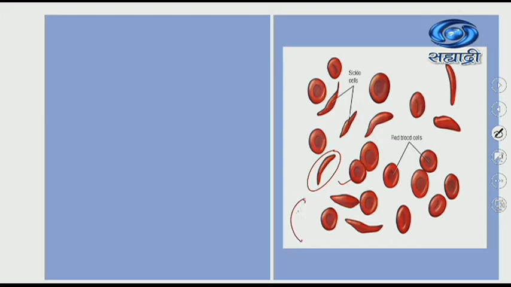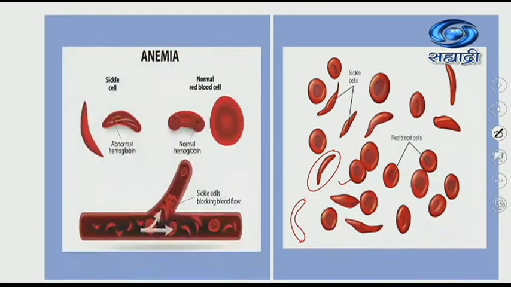In Marathi we call it "vili". It becomes like a sickle. Now, as it is becoming like a sickle, it is not able to flow properly in the blood vessels and it starts clogging the blood vessels. So, you can see this is a normal hemoglobin which is placed in the RBC, a biconcave disc, and here the abnormal hemoglobin, because of abnormal shape, sickle shape, is not able to flow properly in the blood vessels.